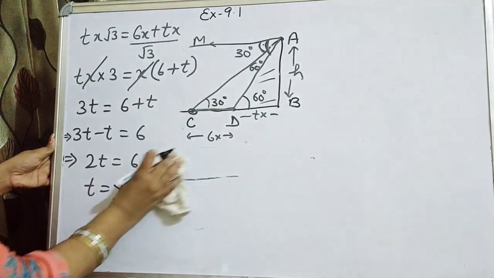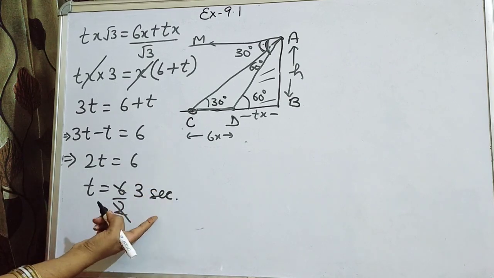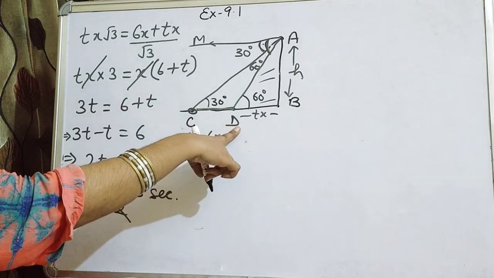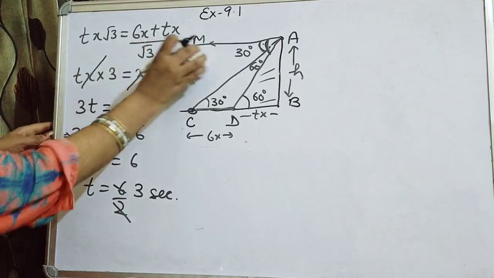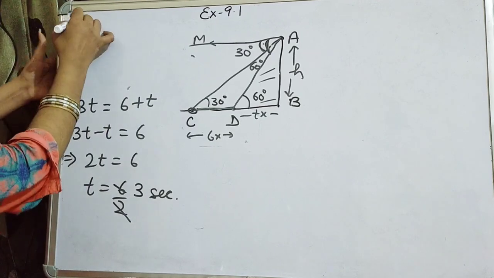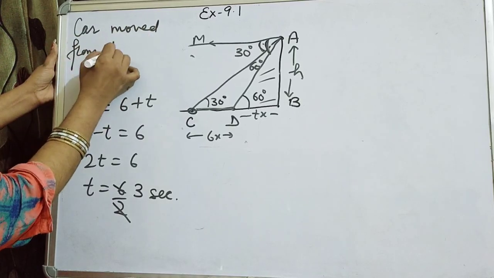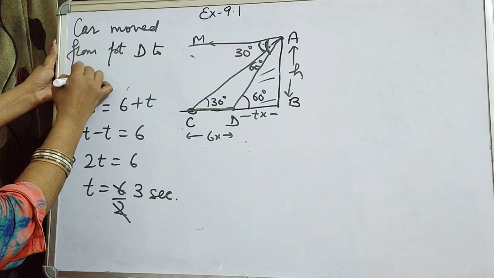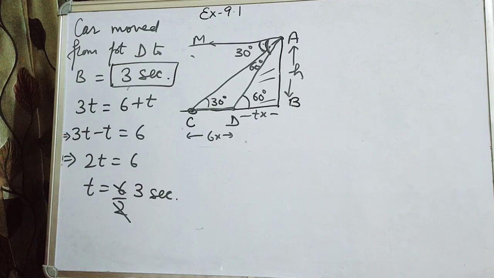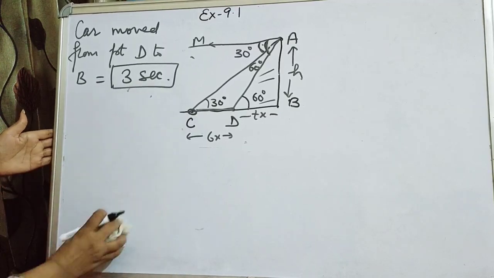What does it mean? It means the value of T is 3 seconds. And what we have supposed as T? T is the time taken by the car moving from point D to B. So the required time taken by the car is 3 seconds. So the car moved from point D to B in 3 seconds. This is the answer. So 3 seconds is the required answer. I hope you understand the question, and thank you.